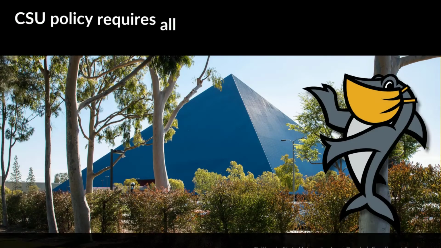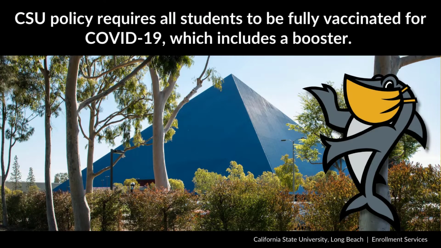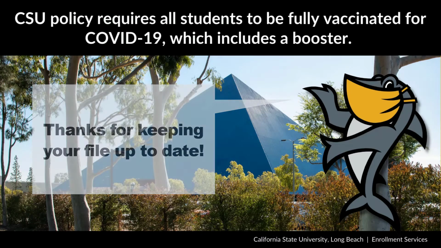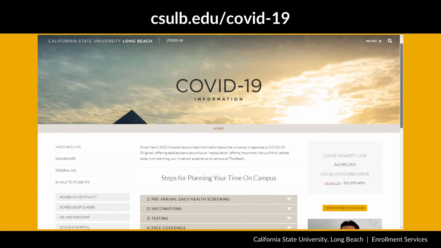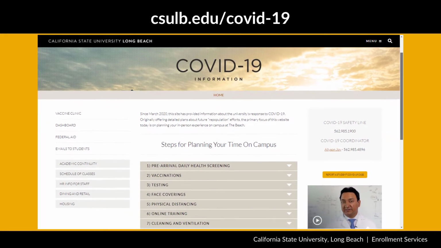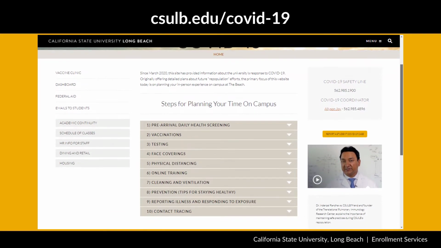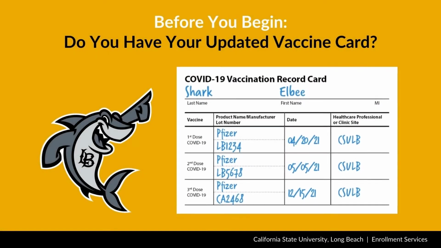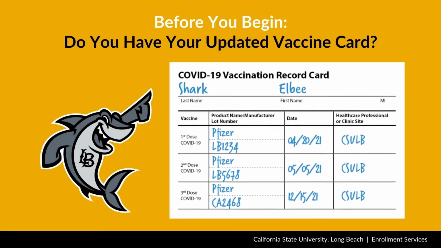Remember, CSU policy requires all students to be fully vaccinated for COVID-19, which includes a booster. Students who do not have a complete COVID-19 vaccination certification or exemption on file may be subject to weekly COVID-19 testing, so make sure your file is up to date. For the latest information and FAQs on our campus's health and safety guidelines, visit csulb.edu/COVID-19.